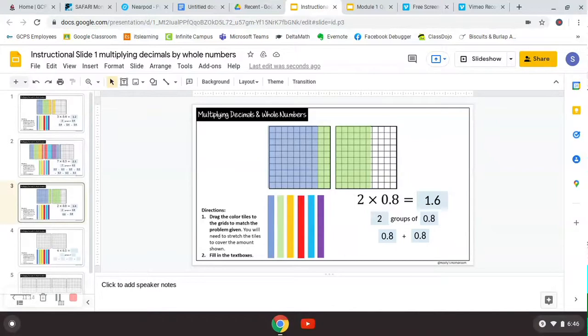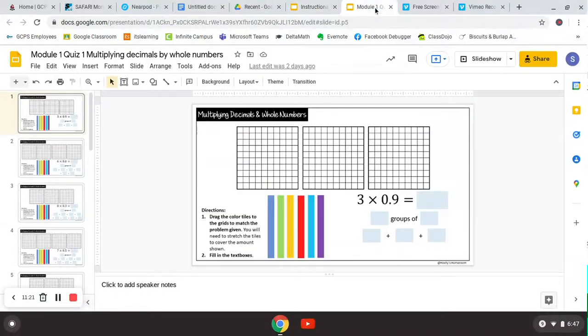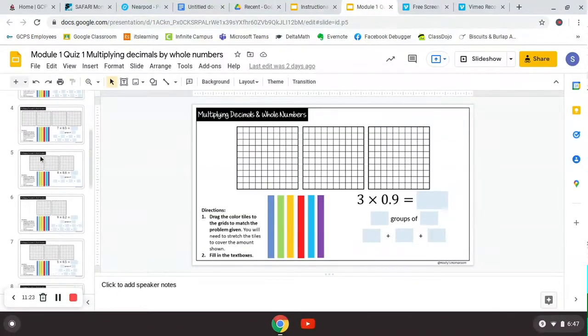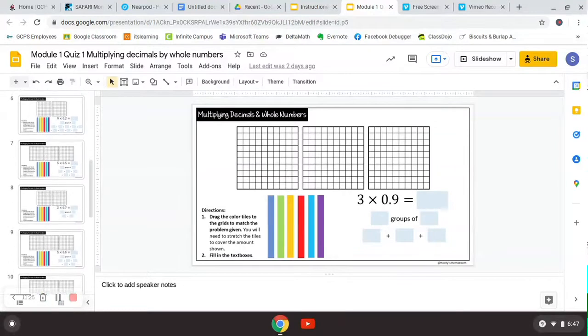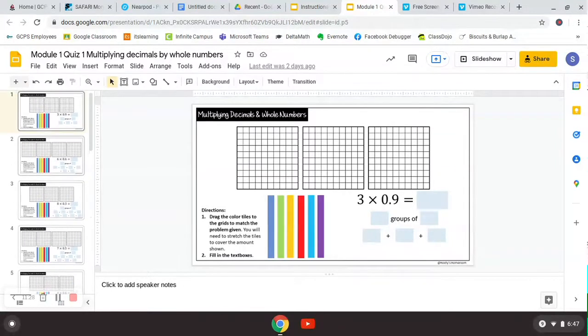So when you go to your quiz through the link in the next slide, it's going to look just like this. This is going to be your quiz, and it's going to look exactly like the ones we just did, except you're going to do them on your own. So complete it the same way. Be sure to hit submit when you're done, and then come back to Nearpod to complete the lesson.